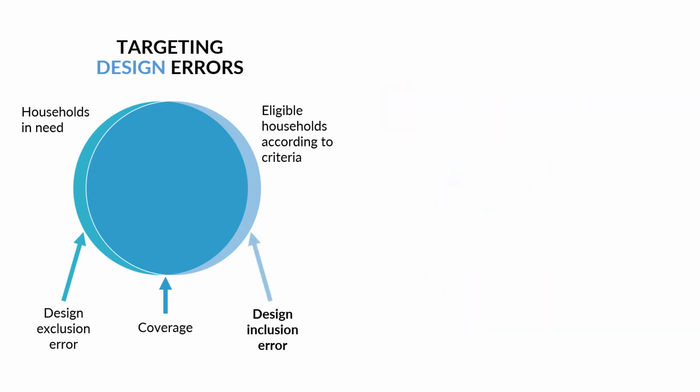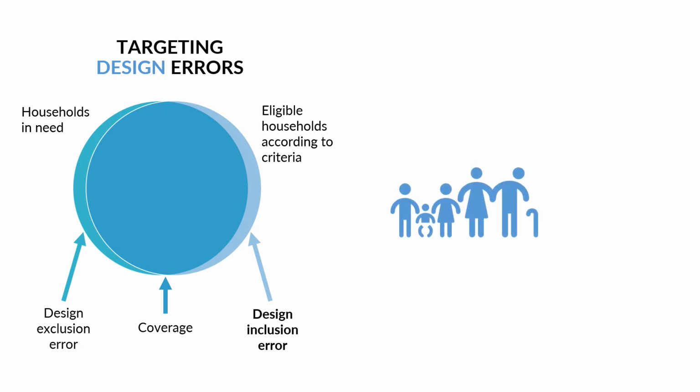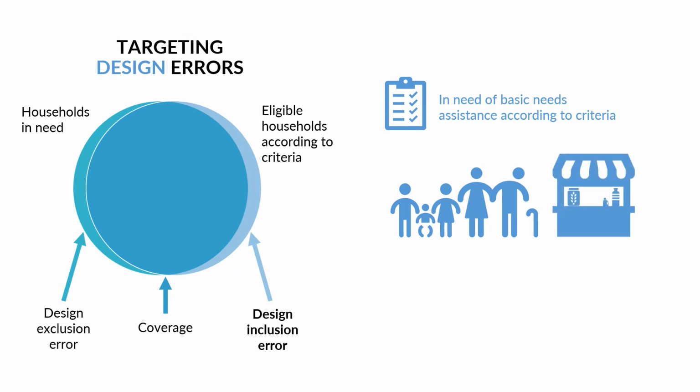A design inclusion error is the proportion of program beneficiaries who do not need assistance but are still identified as in need in the targeting process. One example could be a family that is identified as vulnerable and in need of basic needs assistance according to the criteria used, but they have a family member who is a profitable trader and are able to meet their basic needs.